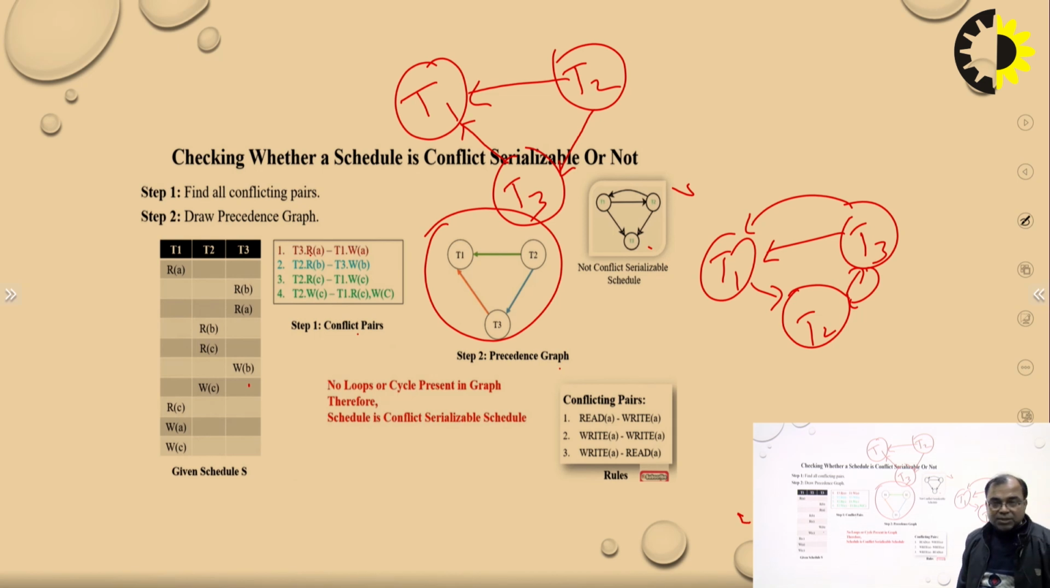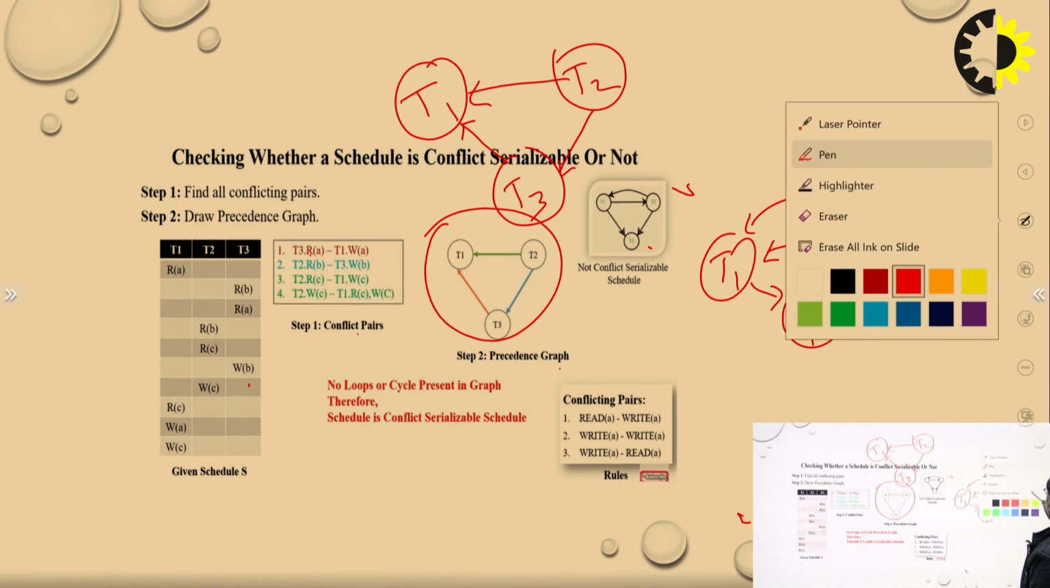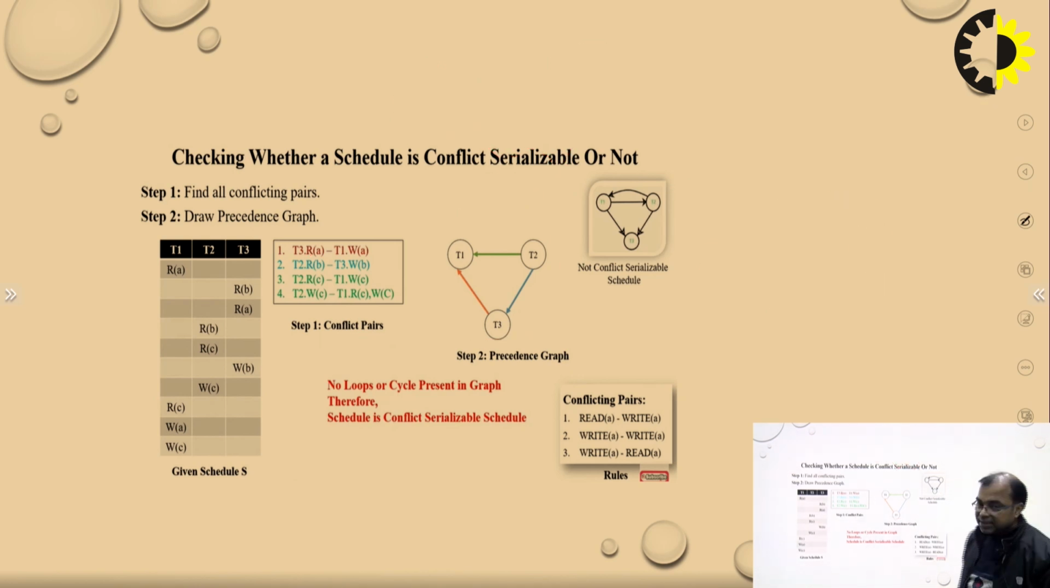How do we find whether the schedule is conflict serializable? There must not be any loop or cycle present in the graph. Then we can say the schedule is a conflict serializable schedule. I think that is clear.